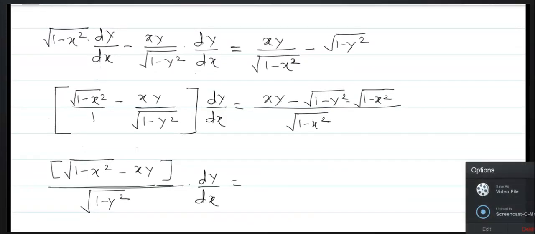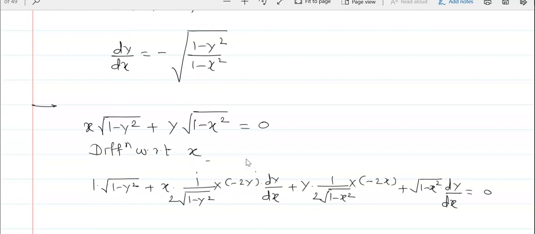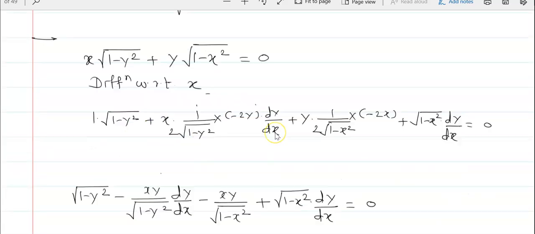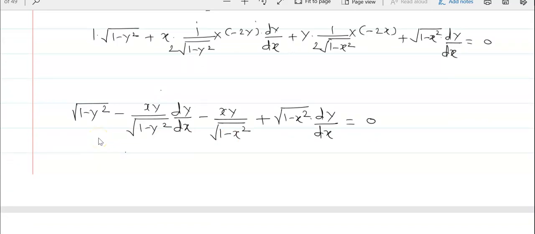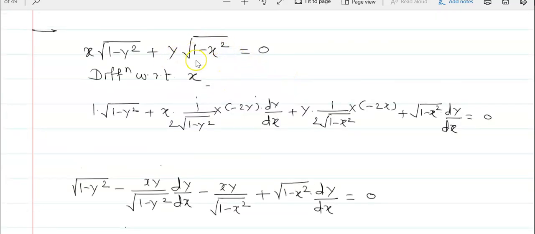Now see this, I will show you again here. From this you can write down now: x root of 1 minus y square plus y root of 1 minus x square. Their derivative is 1 into root of 1 minus y square plus x into the derivative of root of 1 minus y square, which is 1 upon 2 root of 1 minus y square into d/dx of 1 minus y square, which is minus 2y into dy by dx, plus y as it is. The derivative of root of 1 minus x square is 1 upon 2 root of 1 minus x square into the derivative of 1 minus x square, which is minus 2x, plus the derivative of y. So we are getting 4 terms here: 1, 2, 3, 4.